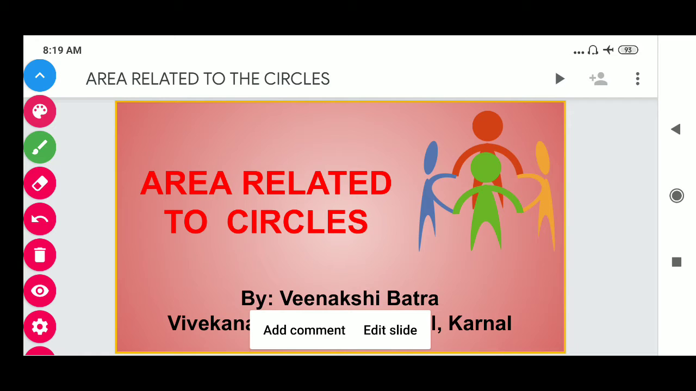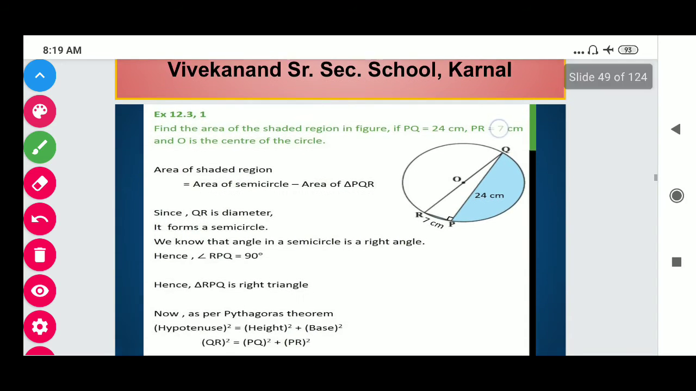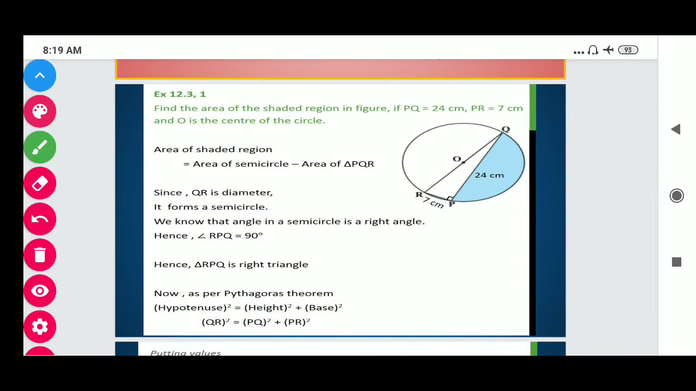Students, today we start the third exercise of the 12th chapter, and in this exercise we will find the shaded region. Okay. So students, let's start by doing questions. Question number 1. Find the area of the shaded region in the given figure if PQ is 24 centimeter, PR is 7 centimeter and O is the center of the circle.